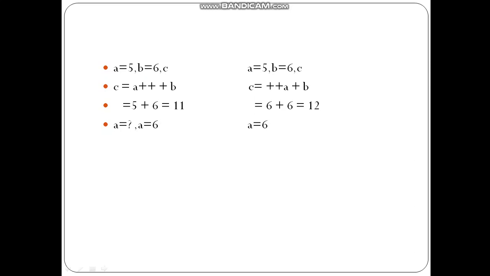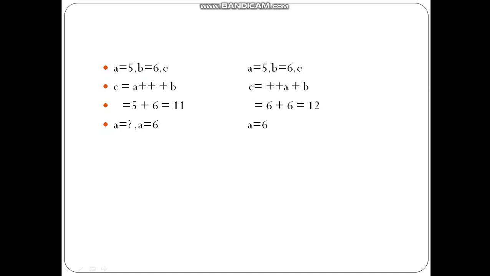In this expression the original value is used, but in the next line if I try to see what is the new value of a, it was 5, but since it has become a plus plus, now it will become 6.